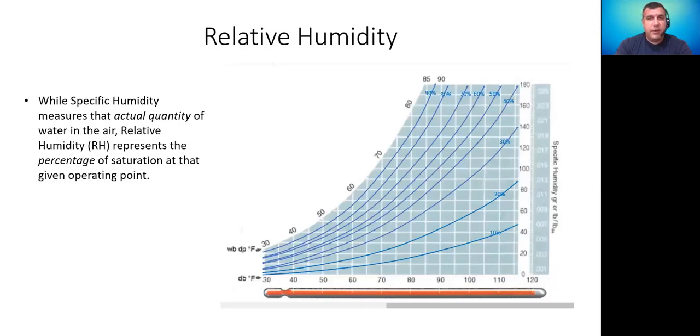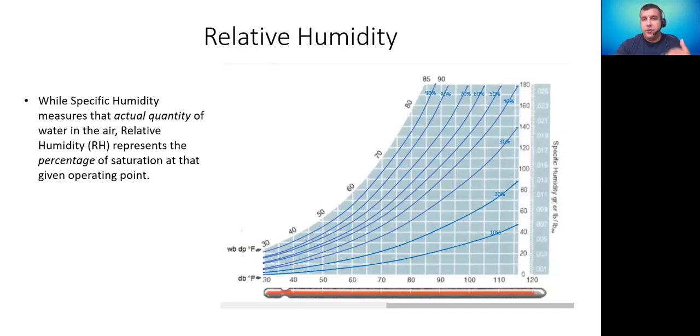Now it's important to understand the difference between specific humidity and relative humidity. We talked about this can of sparkling water. The specific humidity, if it's full, is 12 ounces. But what happens if it's only half full? What would be the relative humidity? Well, relative humidity represents the percentage of saturation at any given point. So if our can is half full, we would call that 50% relative humidity. If it's 100% full, we would call that 100% relative humidity.